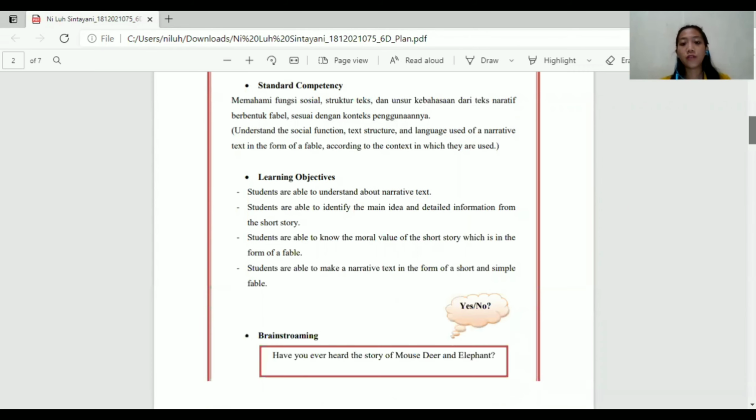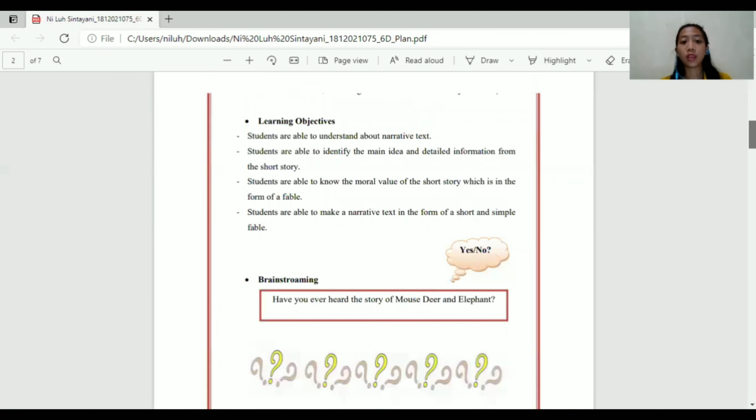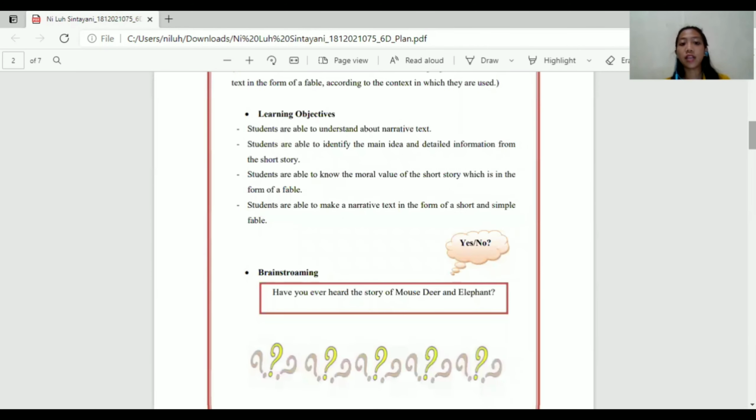Okay, for the first is standard competency. It is about understanding the social function, text structure, and language use of a narrative text in the form of a fable, according to the context in which they are used. The standard competency is related with the syllabus.